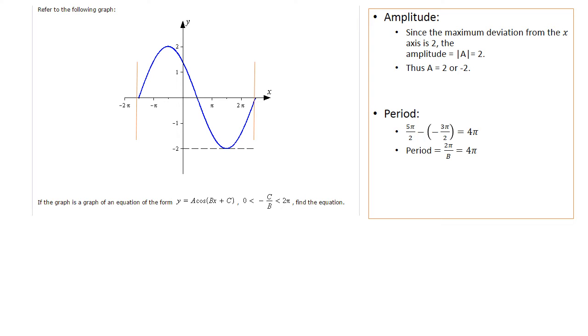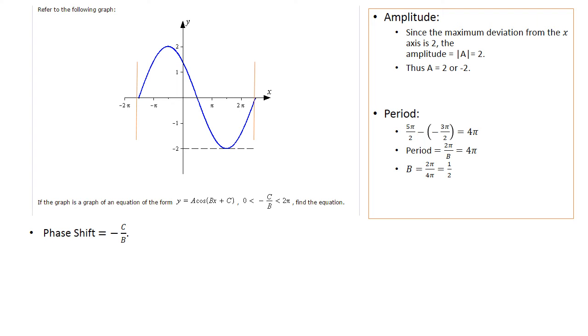All right, the period is also expressed as 2 pi over b. So taking 2 pi divided by b and setting it equal to 4 pi, we can calculate b. So b is 1/2. All right, we still need to know if the a is positive or negative, and we need to calculate the c.